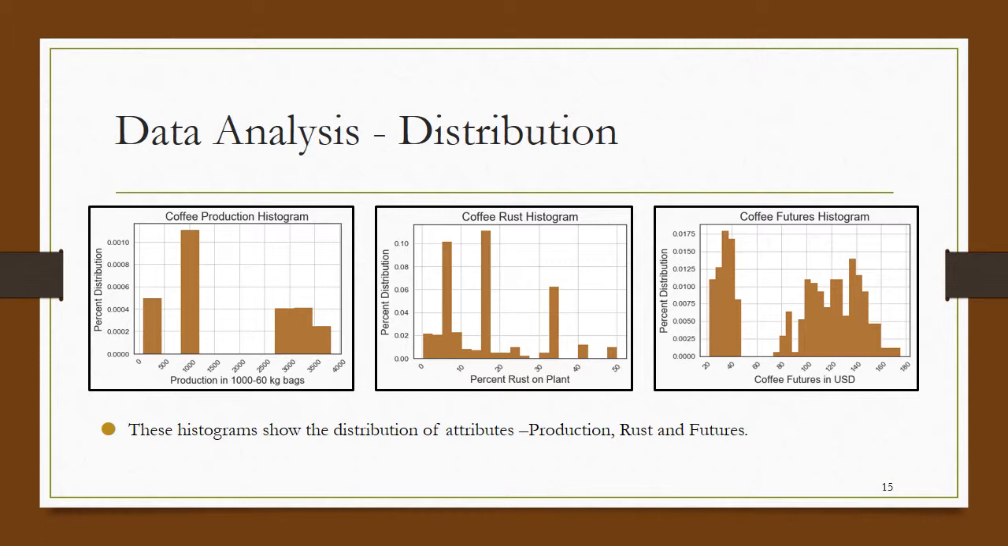Next, I created 3 histograms that show the distribution of rust, production, and futures in separate graphs. Coffee production peaks at 1,000 and then 3 to 4,000, measured in 60 kilogram bags. Coffee rust peaks between 5 to 20%. Coffee futures peak around 30 and 140 US dollars.